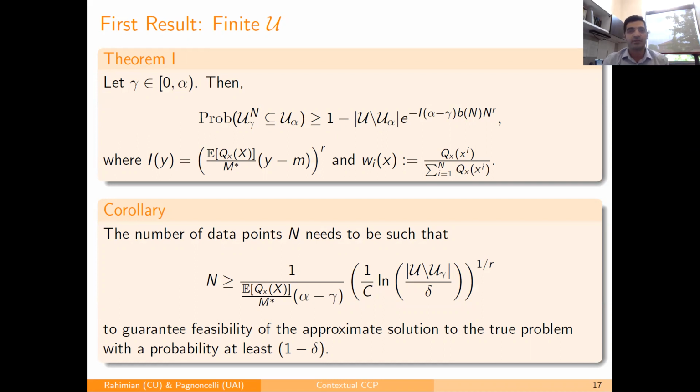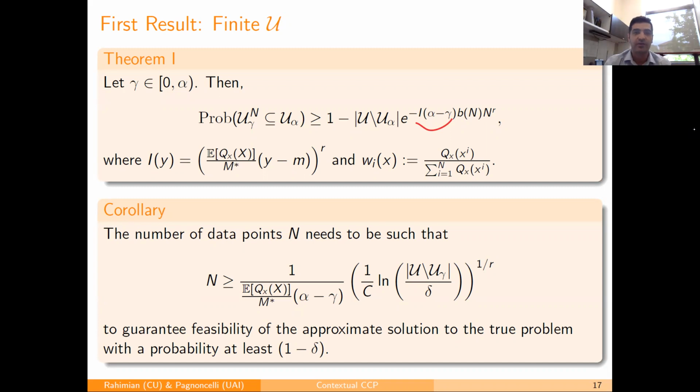In the first result, I'm going to focus on the case that the feasible region, capital U, is finite, perhaps a discrete optimization problem. Then for some choice of gamma, I can say with high probability the approximated feasible region is going to be contained in the true feasible region, and that probability is going to go to 1 exponentially fast. And this guy here is the rate function, something similar to the results that people have observed in classical chance constraint.